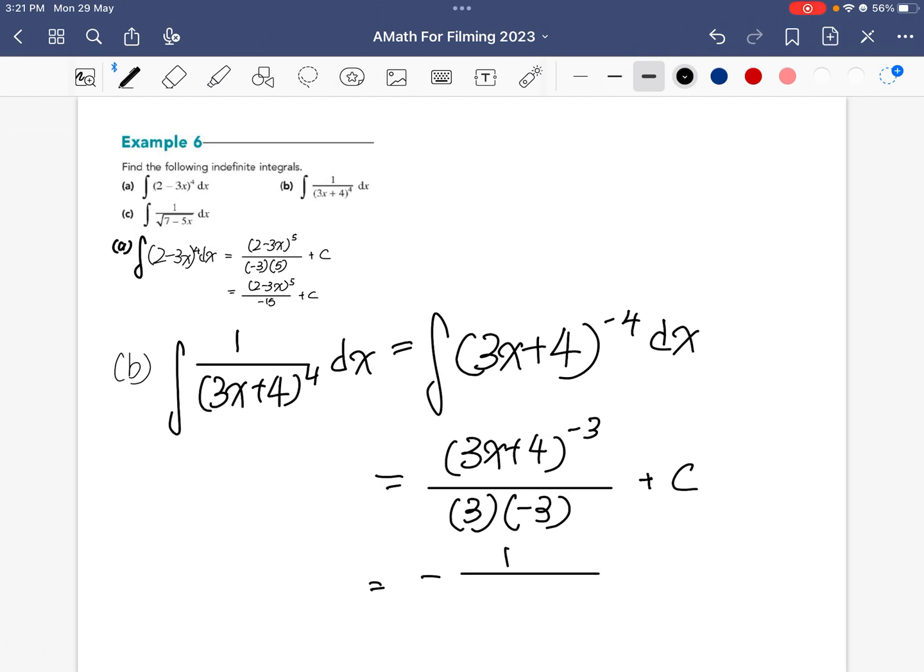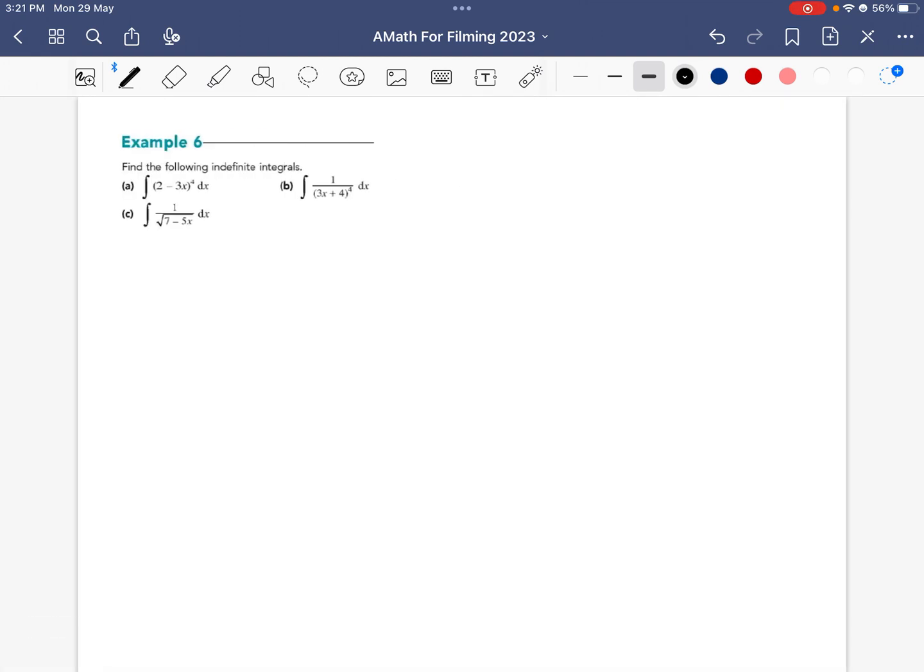So what I'm left with is negative 1 over 9. This negative comes from the negative 3 here; negative 3 times 3 is 9. And then what we have is (3x plus 4) to the power of negative 3, plus c.